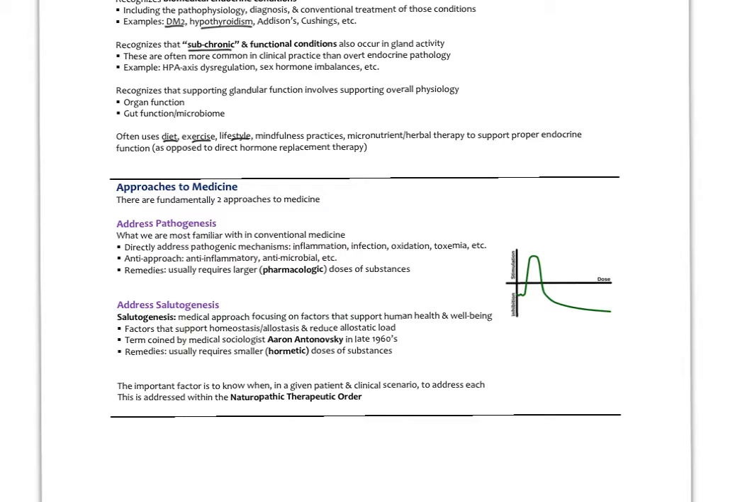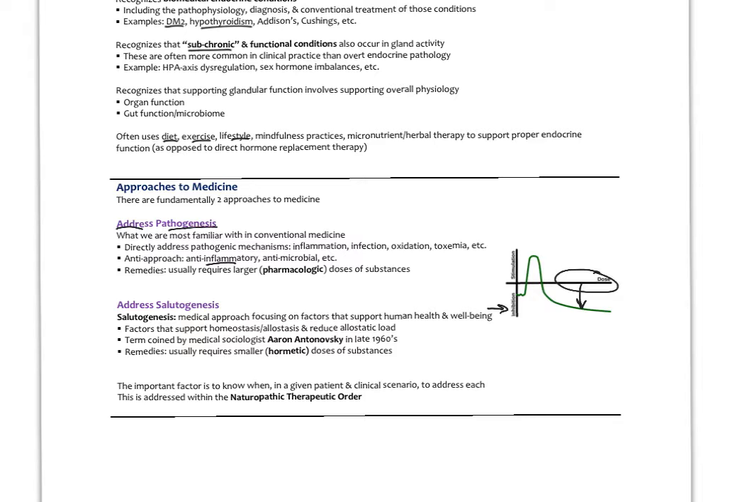One approach is to address pathogenesis. And so this is what we're most familiar with in conventional practice. And that would be to address the pathogenic mechanisms like inflammation, infection, oxidation, toxemia, and so forth. So we're going to use antimicrobials, anti-inflammatories, antipyretics, antihypertensives, etc. So this is the anti approach. And we're going to usually use more pharmacologic, larger doses to have this inhibitory effect on physiology.